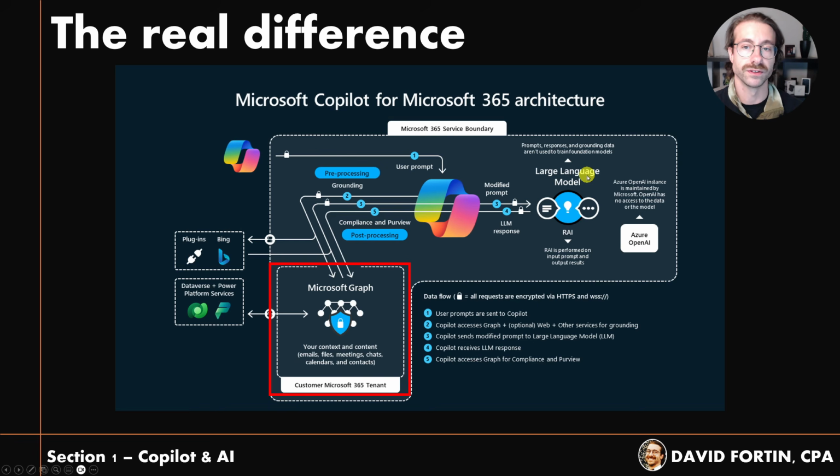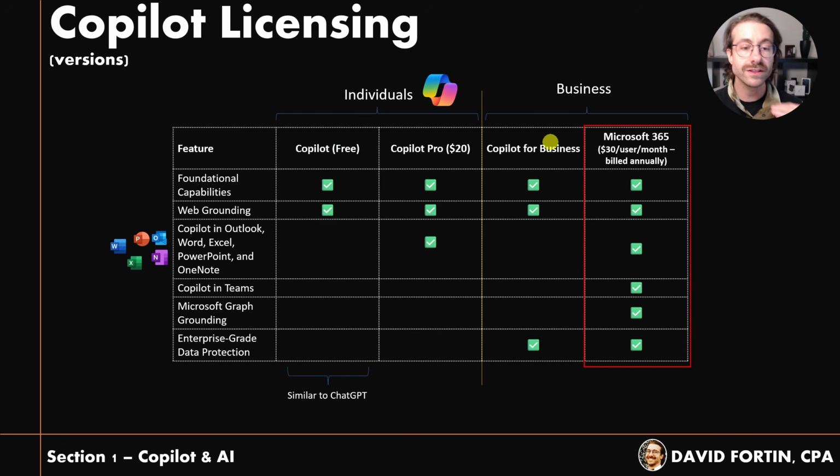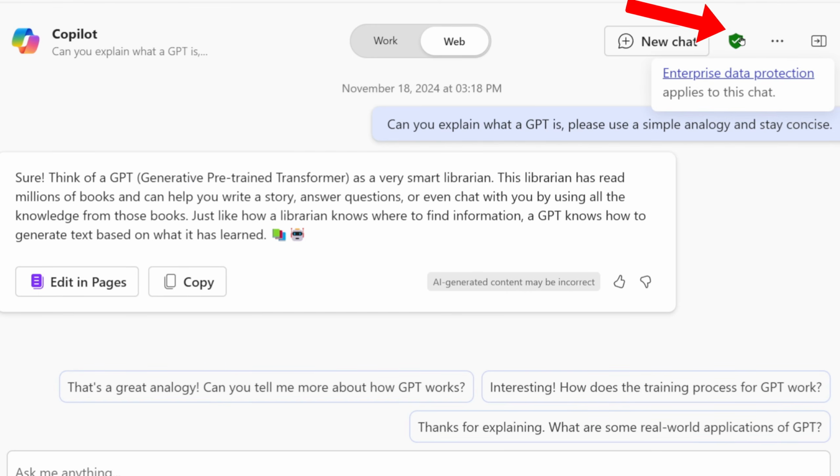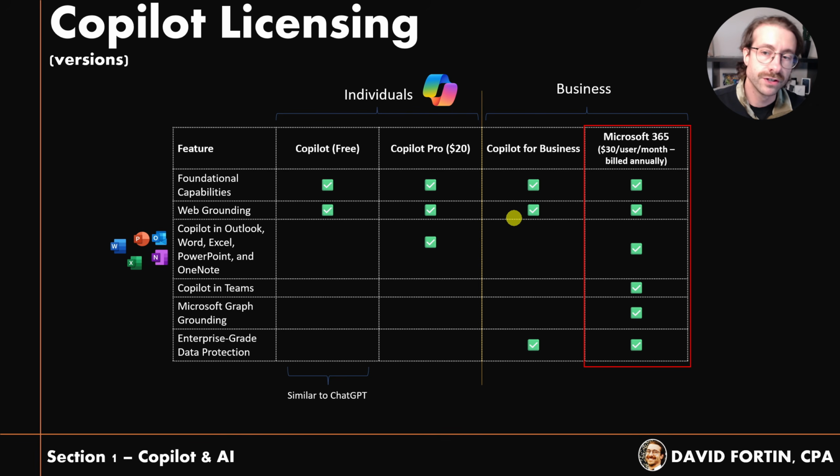This is really important, but it also gives you the enterprise grade data protection. So if you don't pay, but you want to actually put confidential information into your Copilot, make sure you have the little shield at the top that says enterprise grade data protection. You'll be able to put your confidential information. So that's maybe the first difference with ChatGPT. But just to let you know, the Copilot for Business is free here.